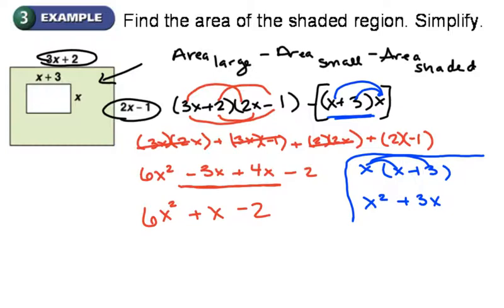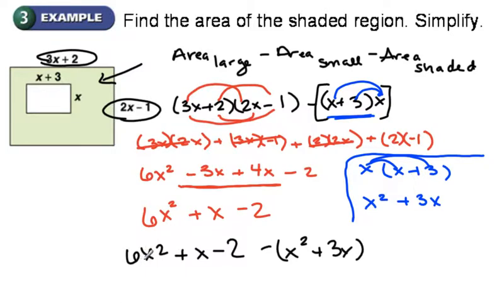Okay, so now in order to find that shaded region, we're going to take the entire large area, which is right here, and subtract the smaller area, which is right there. So 6x squared plus x minus 2, I'm going to rewrite it so that it doesn't all go together. That is horrible. It is not very pretty.